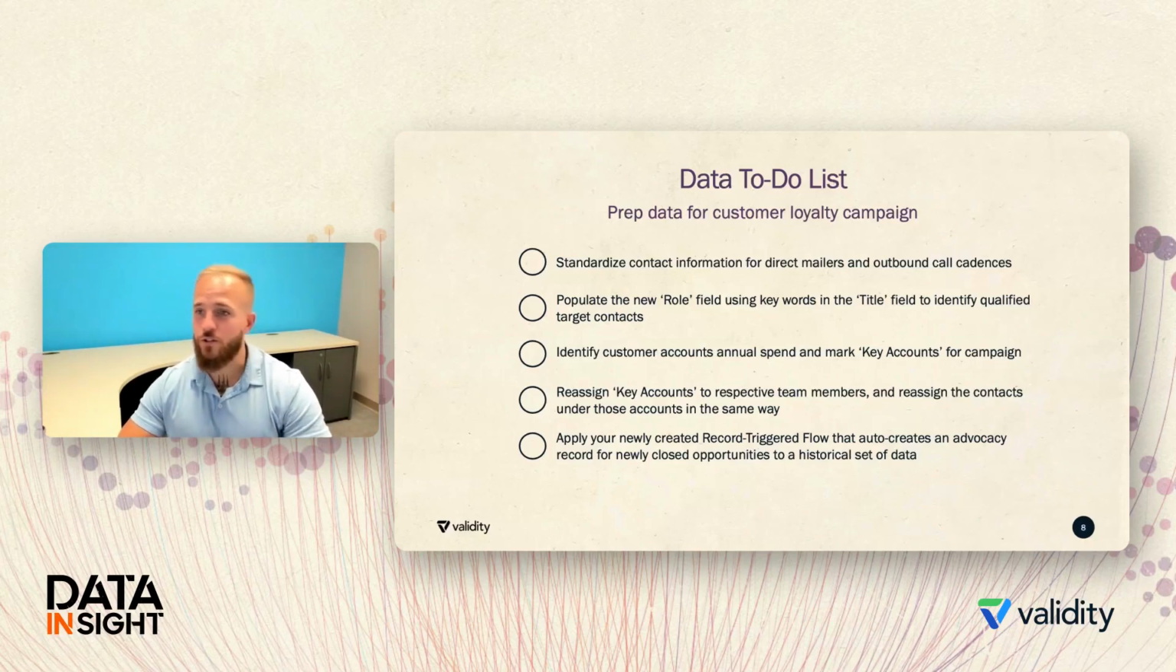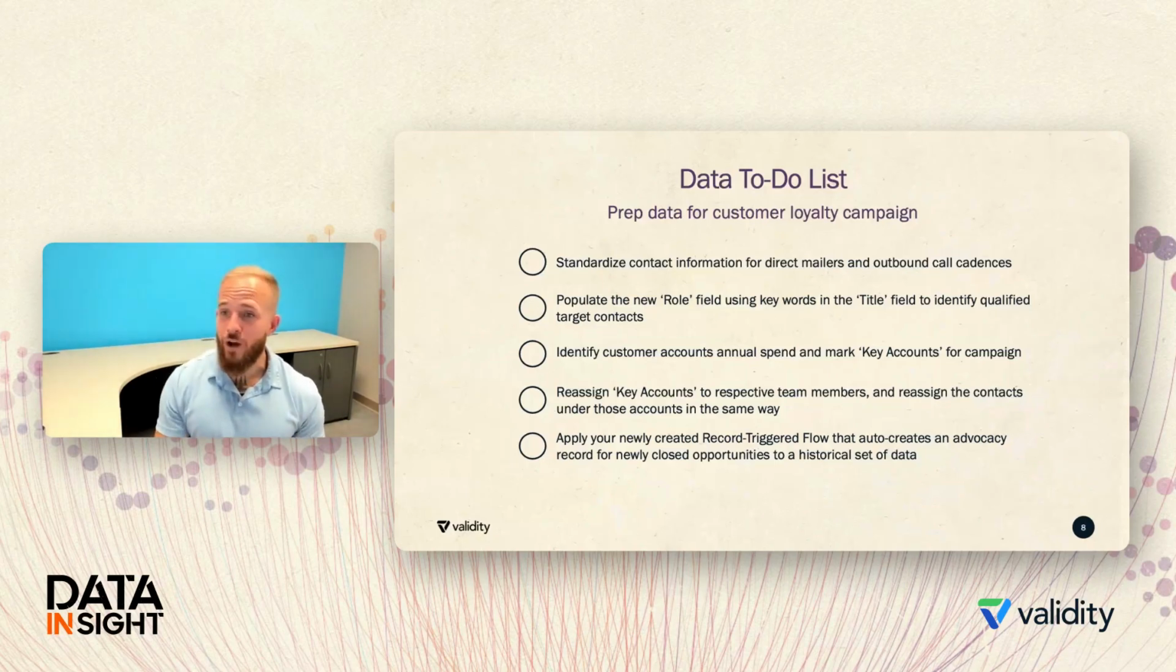And then the last thing that we're going to do here, once this customer loyalty campaign is set, we want this to be a go forward process. So we actually created a new record triggered flow that really hones in on customer advocacy and that life cycle with us. What we've done is we've set it so this record triggered flow will create an advocacy task on the account for the account owner once that opportunity is closed, if it meets our threshold.